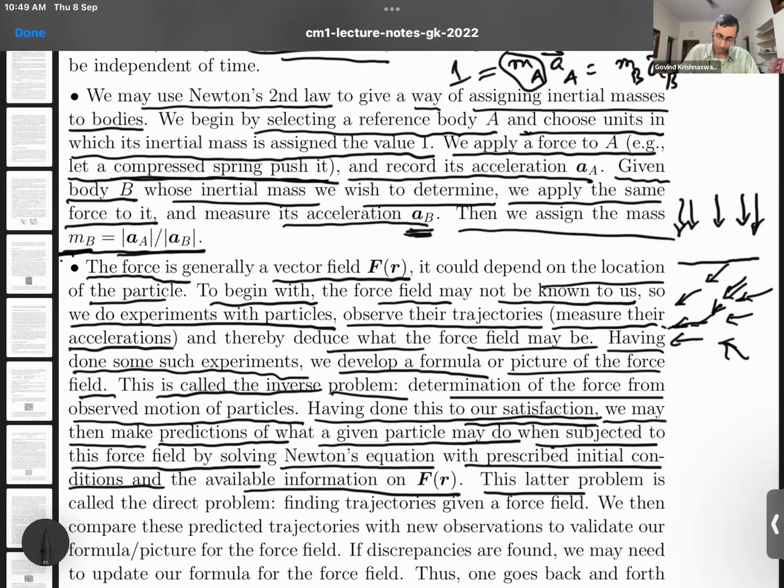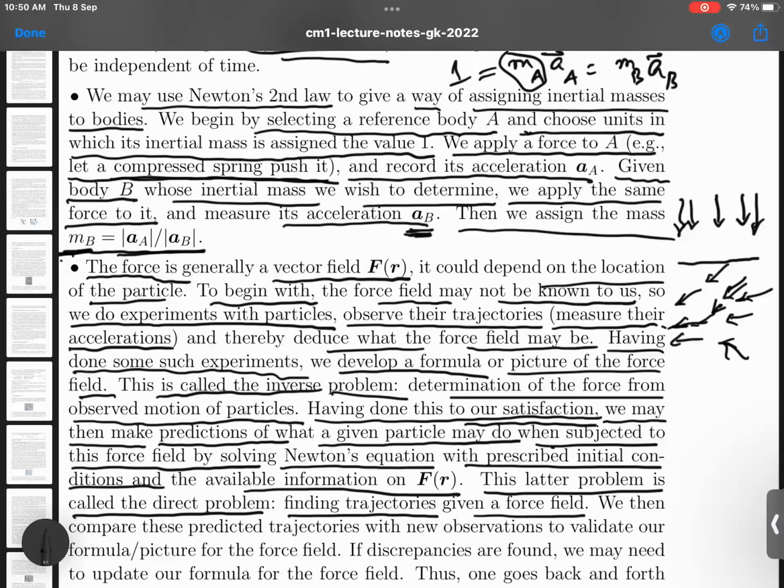Now, this latter problem is called the direct problem. By direct problem, I mean the problem of finding trajectories given a force field. So this may be done by two different people. One person may have mapped out the force field. You say you studied the motion and the trajectories to find out the force. Now why again do the opposite thing?